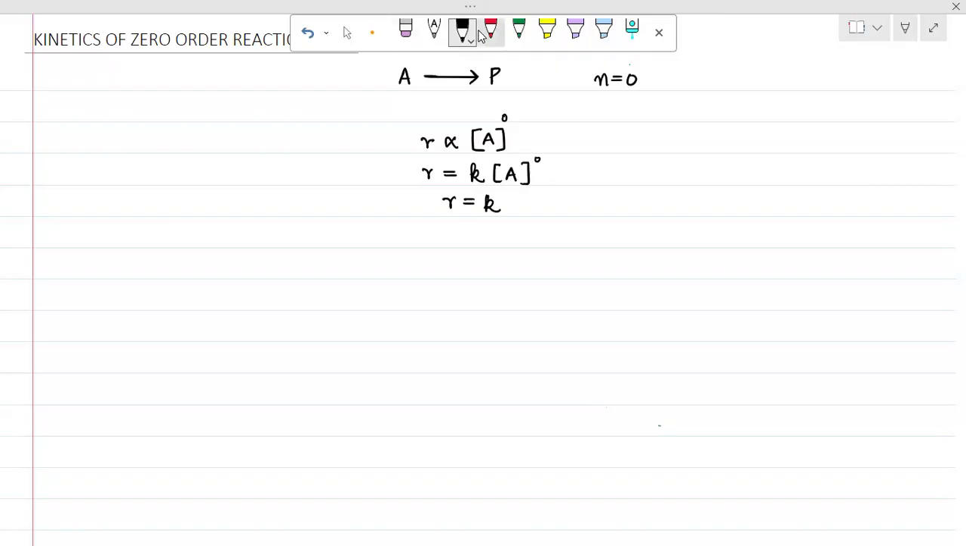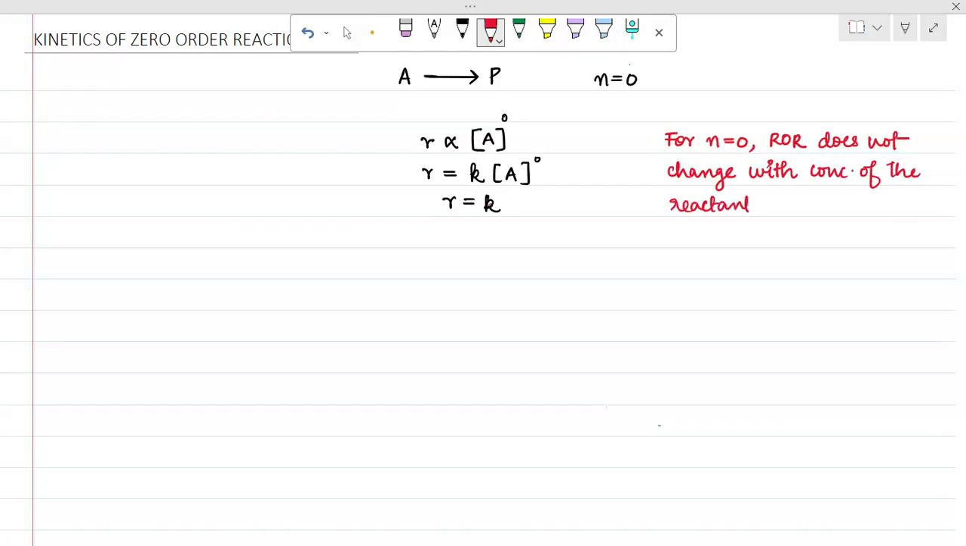Okay, if you want to write it down in words, please write it down. For a zero order reaction, for n is equal to 0, the rate of the reaction, ROR, does not change with concentration of the reactant. Correct? It is independent of the concentration of the reactant.